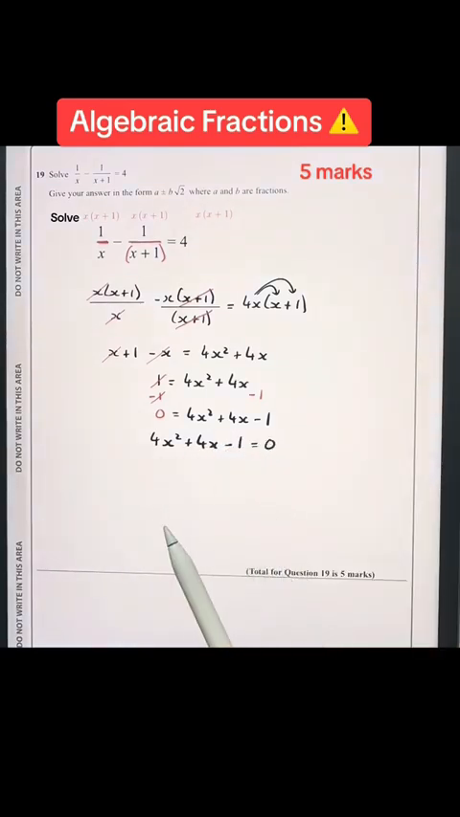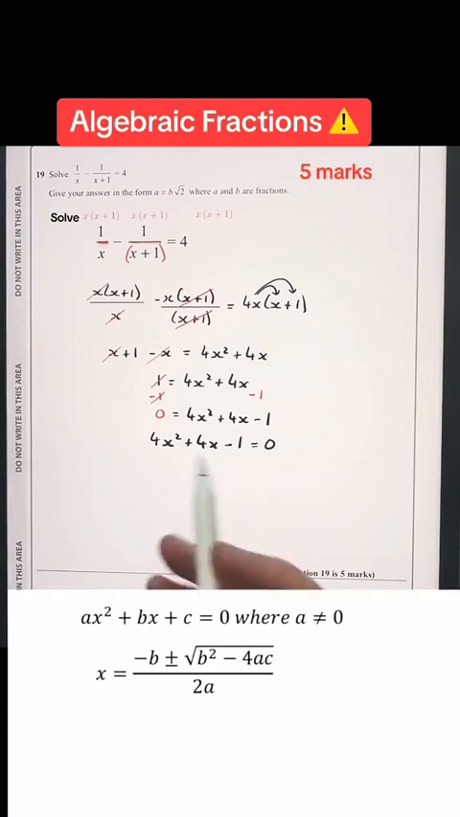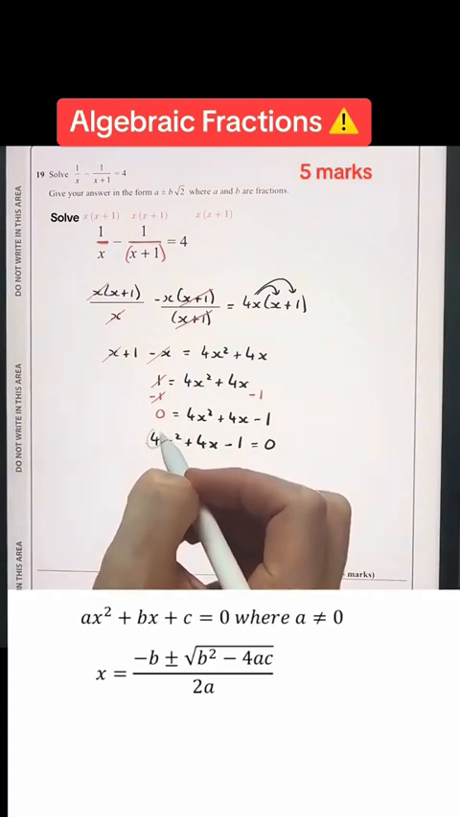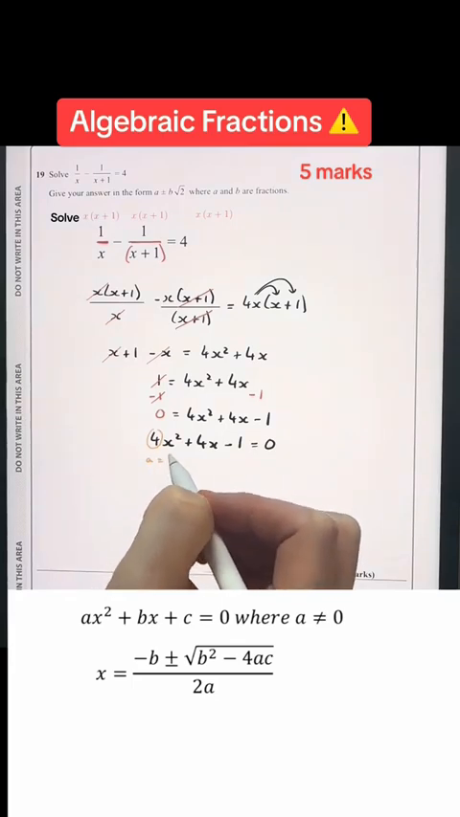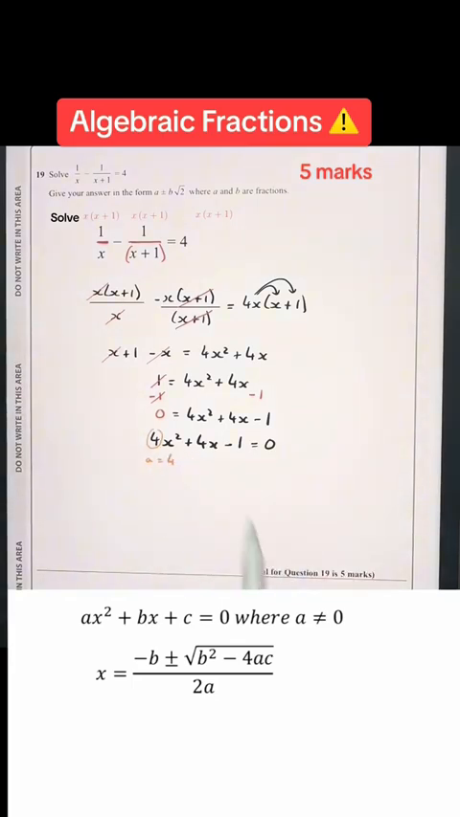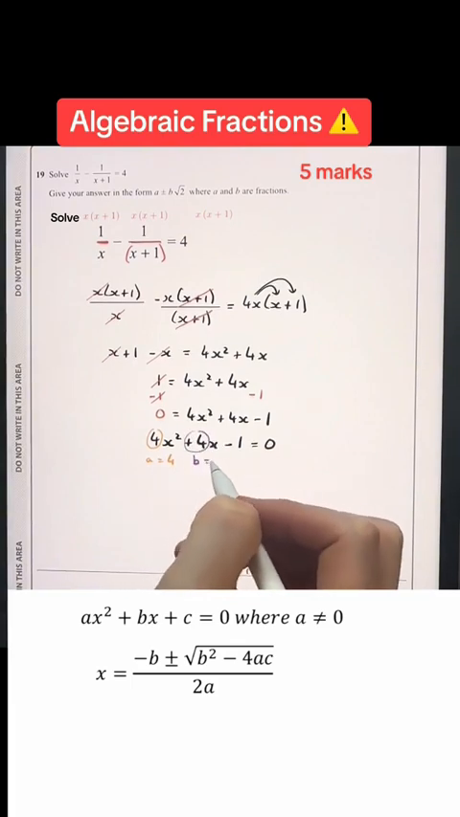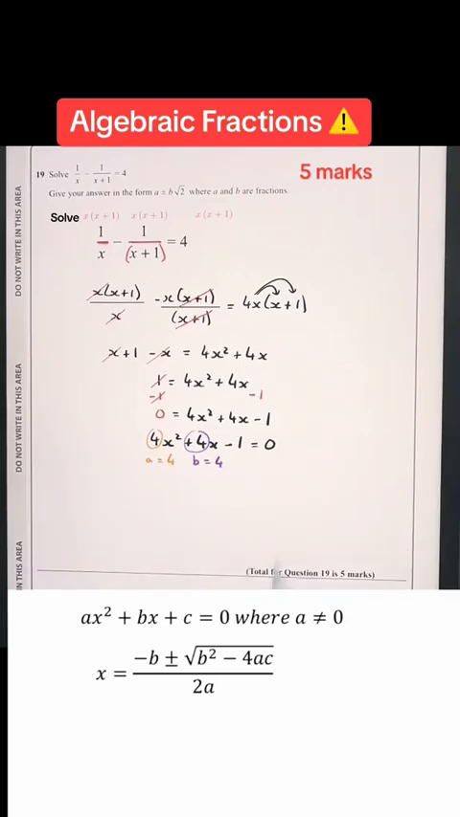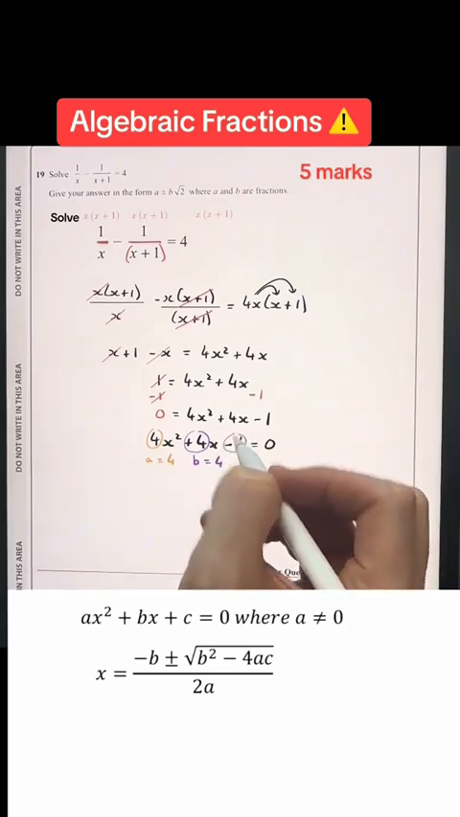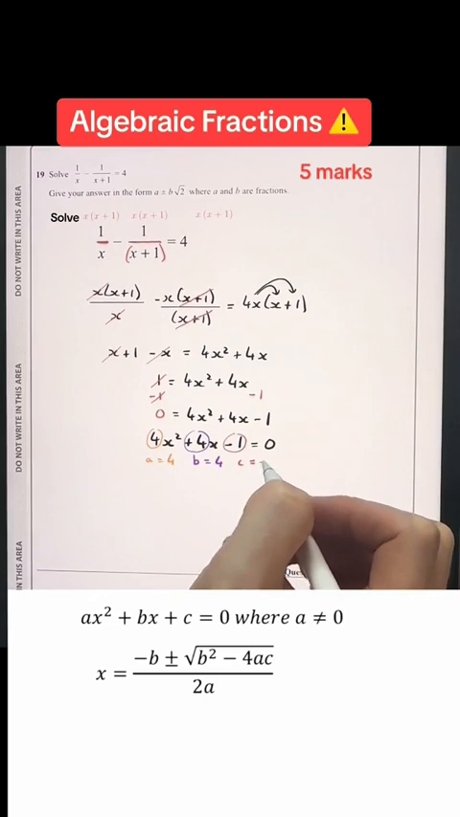Now, solving my quadratic by applying the quadratic formula, I know the value of a is the number in front of the x squared term. So in this case, a is positive 4. My value of b is the number in front of the single letter of x. In this case, b is also positive 4. And c is our number term. In this case, c is negative 1. You must always take the sign.